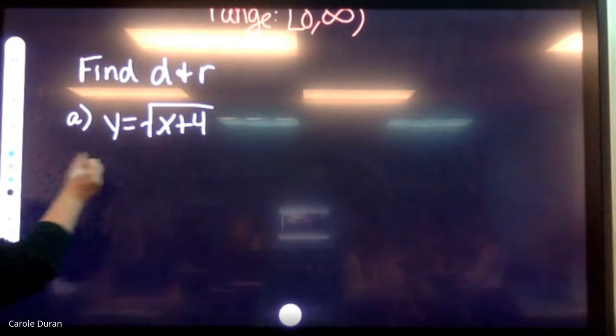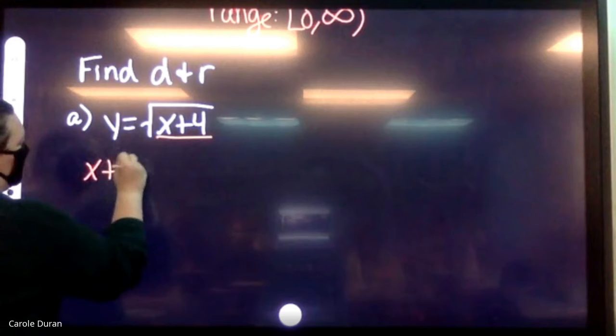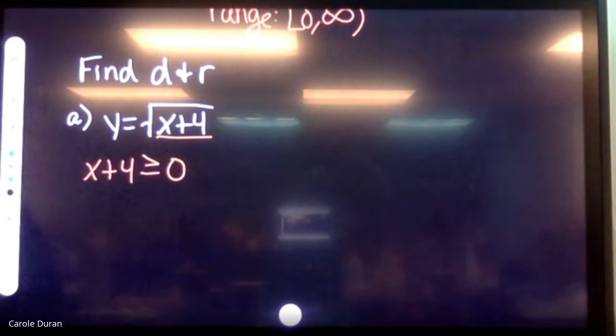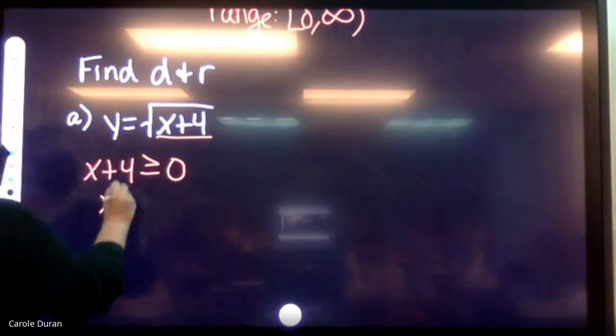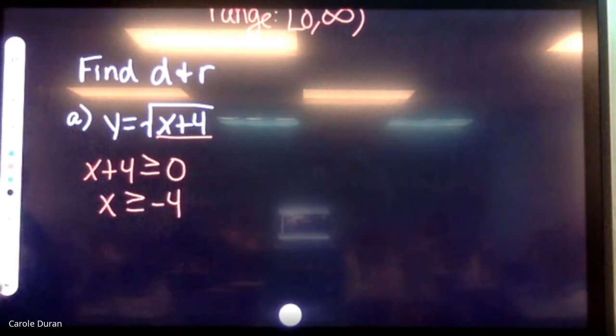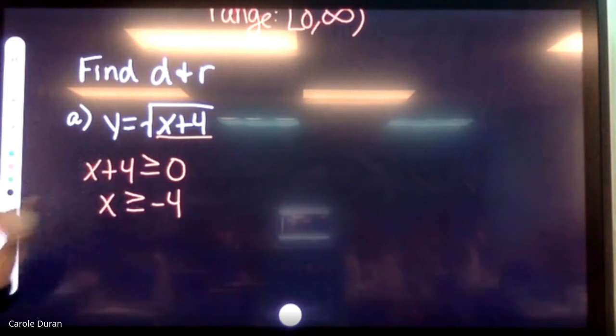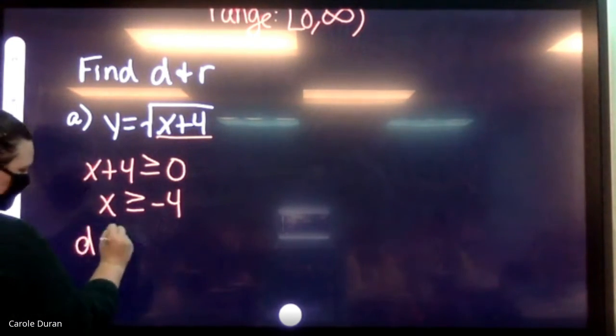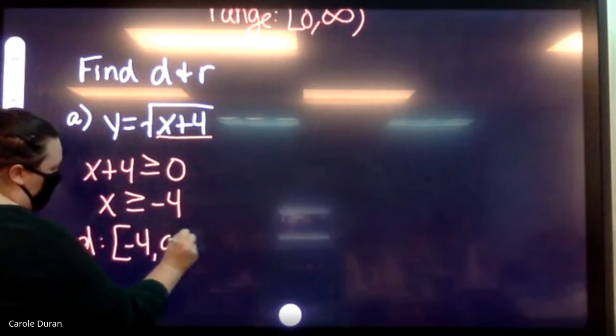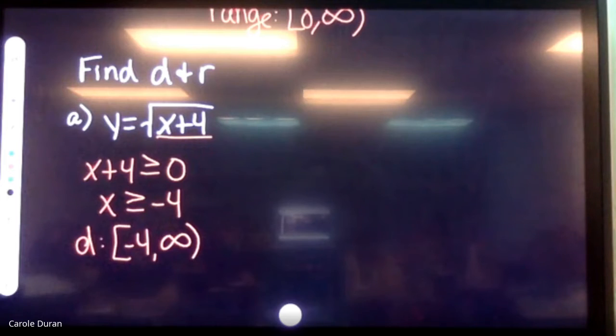So to find those numbers, I take what's under the square root and set it greater than or equal to 0, because I need that to be a positive or a 0 in there. Otherwise, I can't do it. And then I just solve for x. I subtract the 4 across and I get that the x values I can plug in are any x value greater than or equal to -4. So in interval notation, that's -4 to infinity. That is my domain, and it is a hard bracket on the -4 because it is a double inequality.